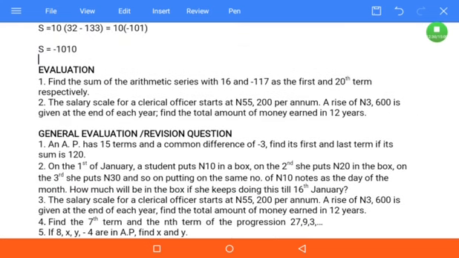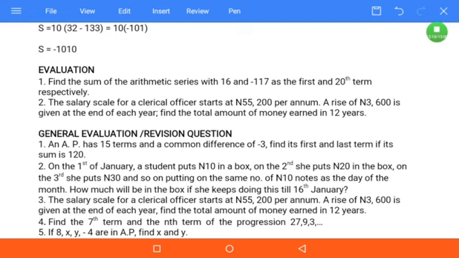Number 2 says the salary scale of a clerical officer starts at 55,200 naira per annum. A rise of 3,600 naira is given at the end of each year. Find the total amount of money earned in 12 years. That's simple, right? For the first year, he earns 55,200 naira. That is a. Common difference is what? Since there will be a rise, that's the common difference. D is 3,600 naira.